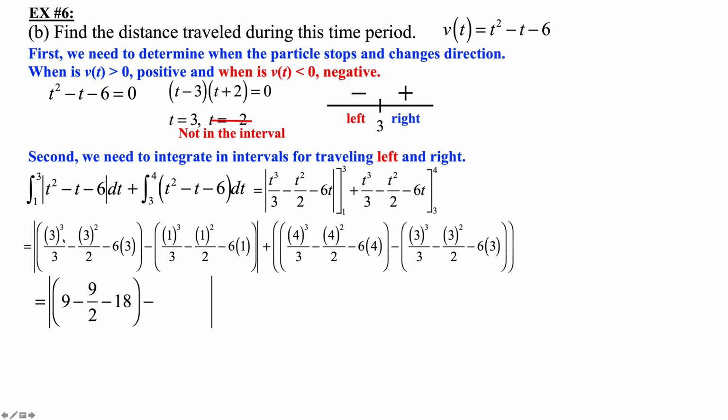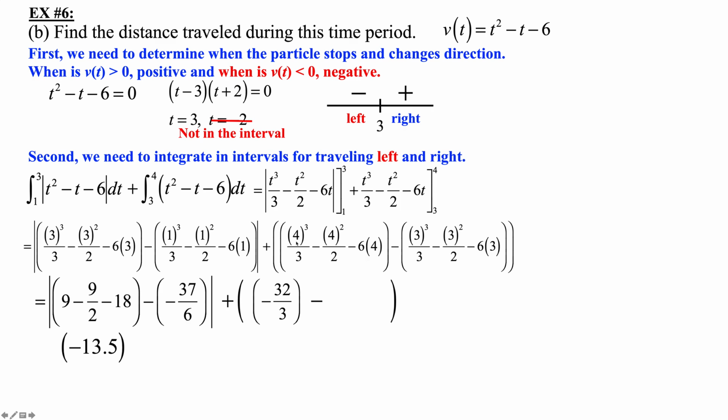So this is 27 over 3, which is 9, minus 9 over 2, minus 18. I crunch that out. It's negative 13.5. I'm going to use that over here. This is going to be minus 1/3, minus 1/2, minus 6, which is negative 37 over 6. So minus a negative is going to change that to a positive.